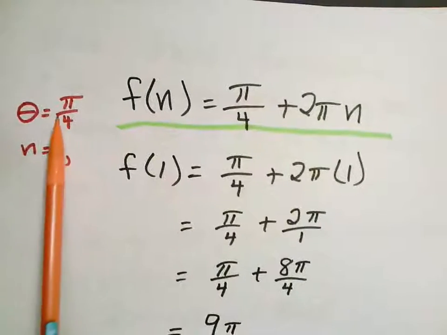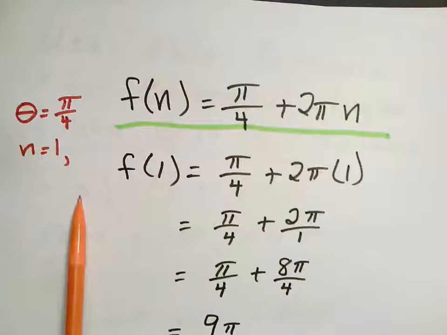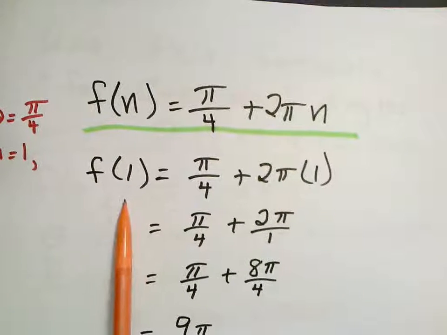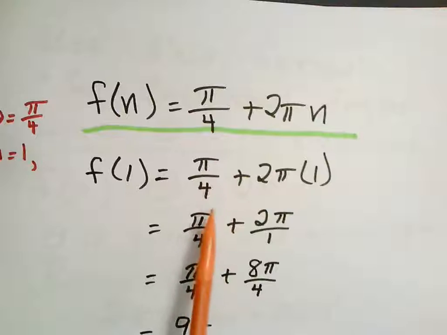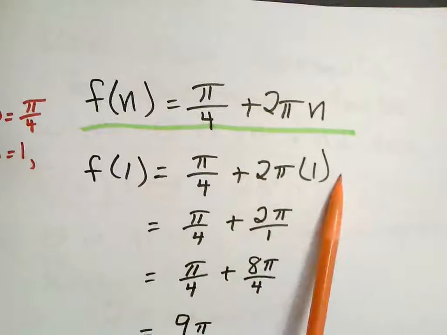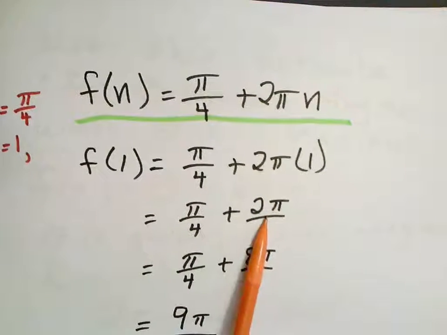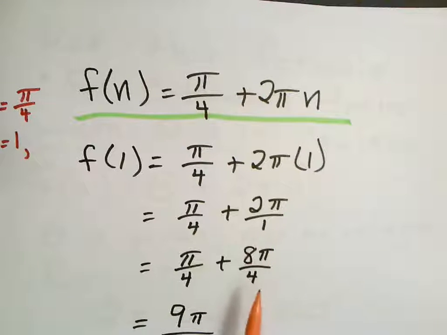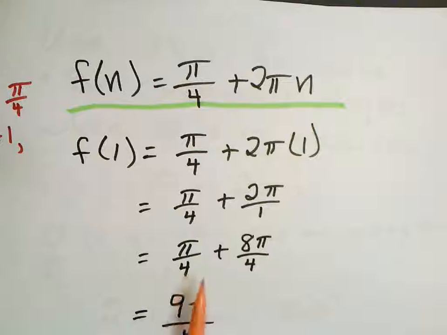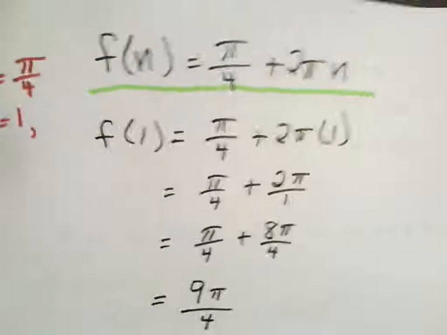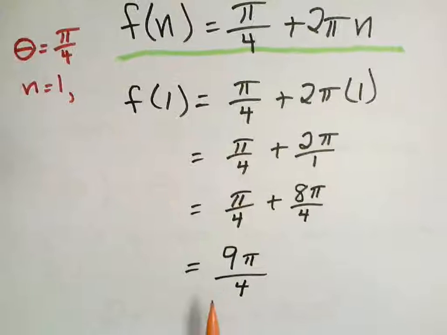We're going to let theta be pi over 4. The n is 1. So it's f of 1. Pi over 4 plus 2 pi times 1. 2 pi times 1 is 2 pi. 2 pi is the same thing as 8 pi over 4 plus the 1 pi over 4. 1 pi plus 8 pi gives us 9 pi over 4. So that's how we got another coterminal angle.